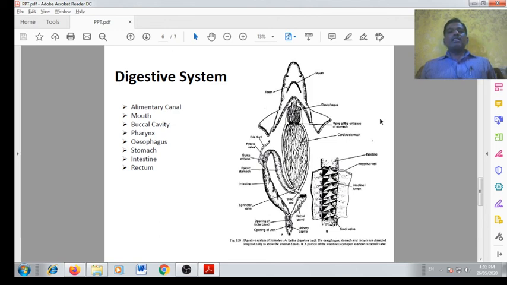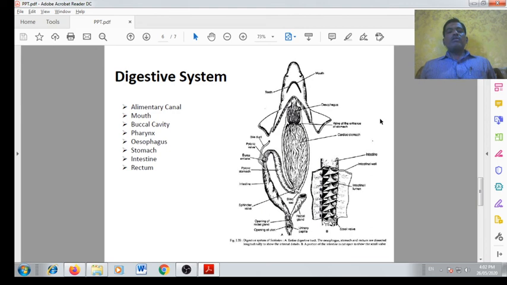The rectum is a small tube-like structure, but an important characteristic feature of the rectum of Scoliodon is that it has a rectal gland which secretes concentrated sodium chloride. Therefore, the rectal gland performs the function of excretion.